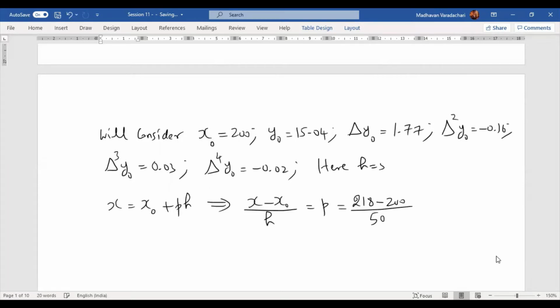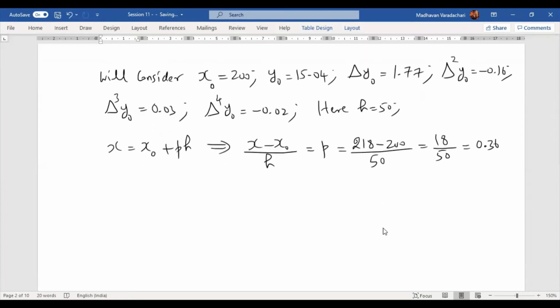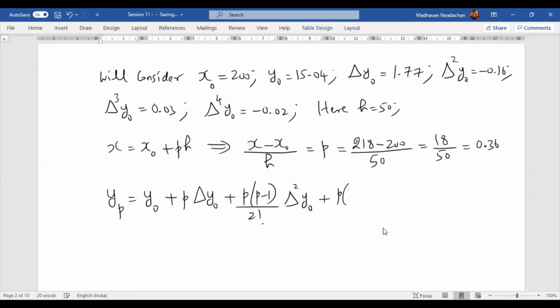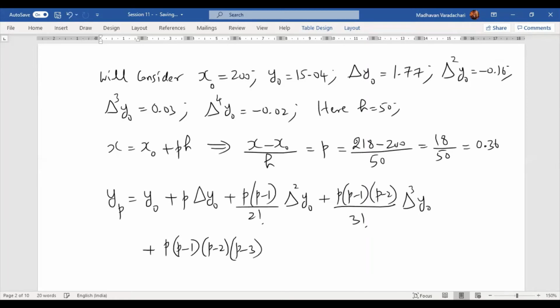Here h is 50, so it is 18 by 50. If you calculate, it is 0.36. Now let us bring in the formula. The formula says y suffix p is equal to y naught plus p times delta y naught plus p into p minus 1 by 2 factorial delta power 2 y naught plus p into p minus 1, p minus 2 by 3 factorial delta cube y naught plus, I need to expand further, because we are having up to delta power 4. So I need to have one more, p into p minus 1, p minus 2, p minus 3, divided by 4 factorial delta power 4 y naught.